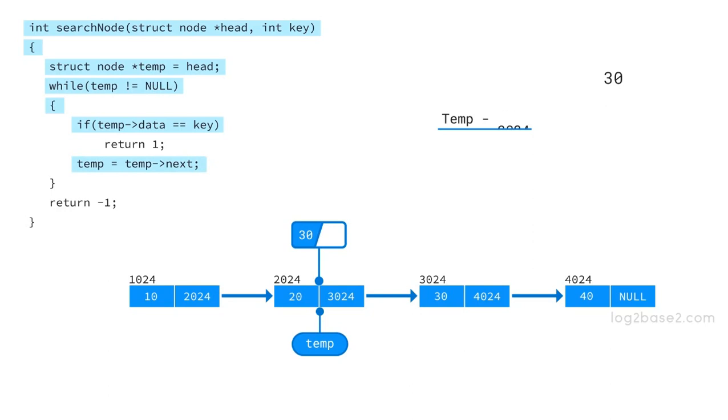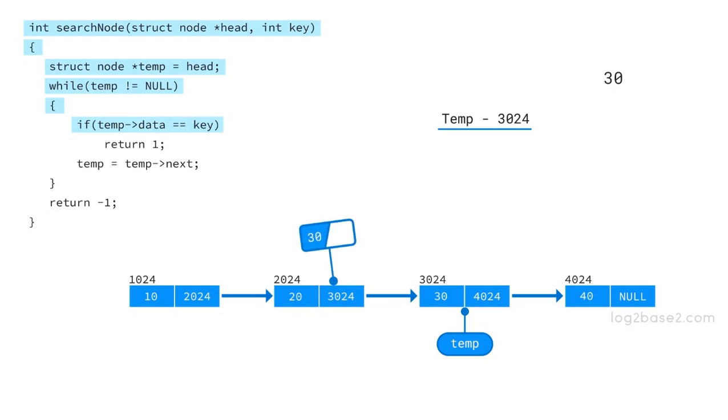And temp will now point to the next node at 3024. Now again check if temp has become null. No. So enter the while loop. Check if data at 3024 is equal to the key. So compare the data 30 with the key 30. Both are the same. So the if condition is true here, so it will return 1, which means key is found. So this is how it is working.